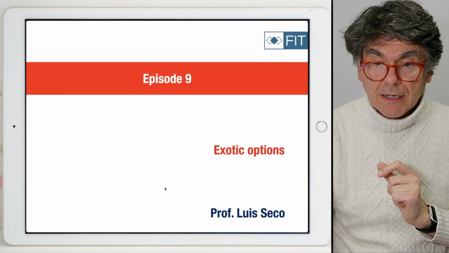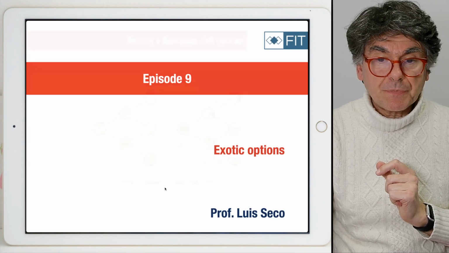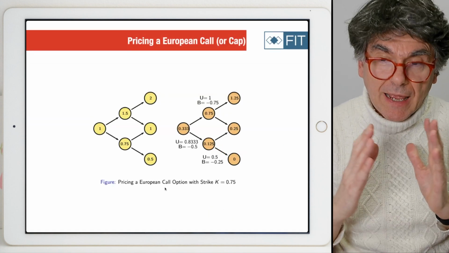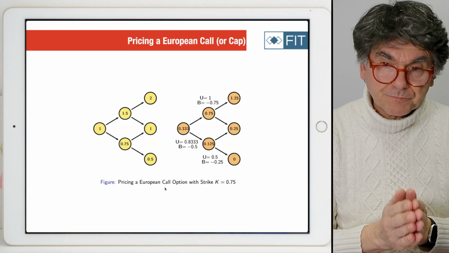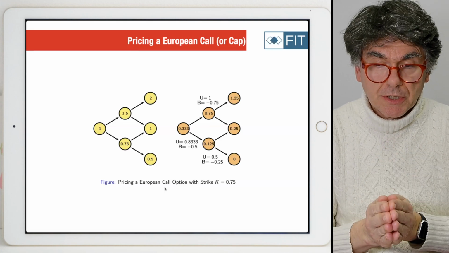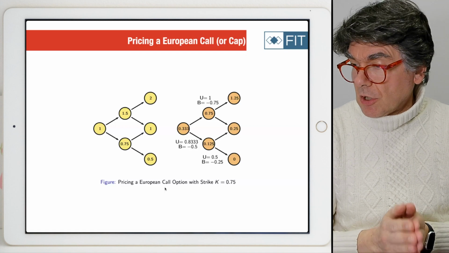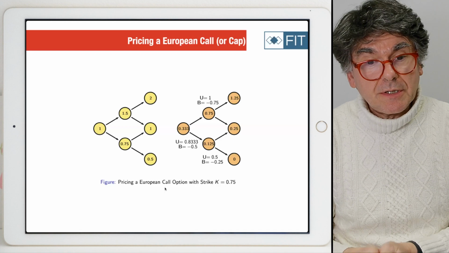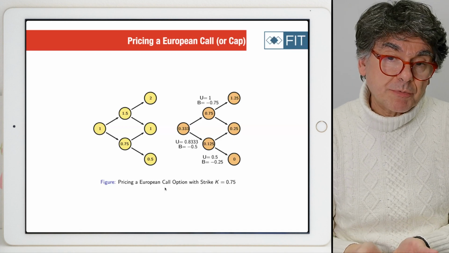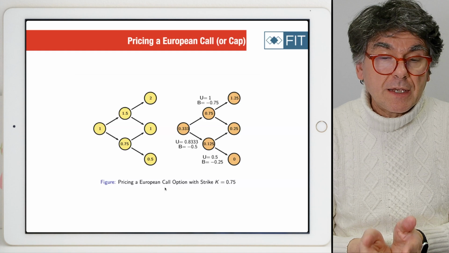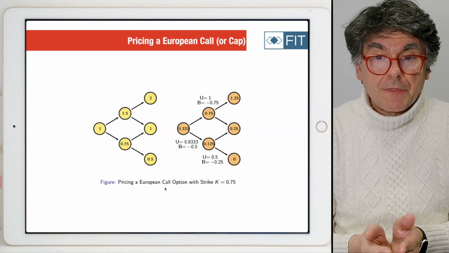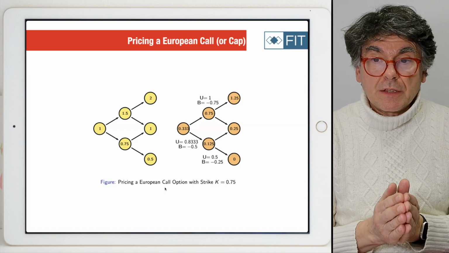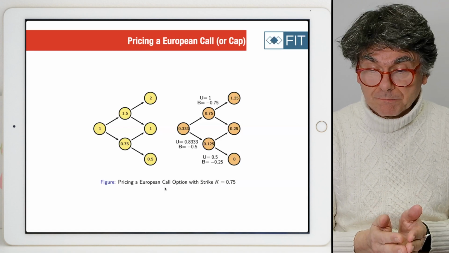So let me go back to where I left it last week, which is how to price exotic options. And everything goes back to the same thing. I start with the European call option. In this case, I'm taking a call option with a strike of 75 cents, which means that at maturity, if my stock is worth $2, the option will be worth $1.25. If the stock is worth $1, the option will be worth 25 cents. And if the stock is worth 50 cents, the option will be worth nothing.